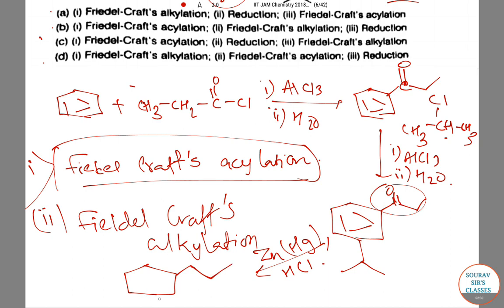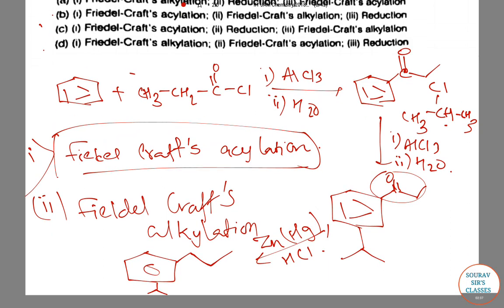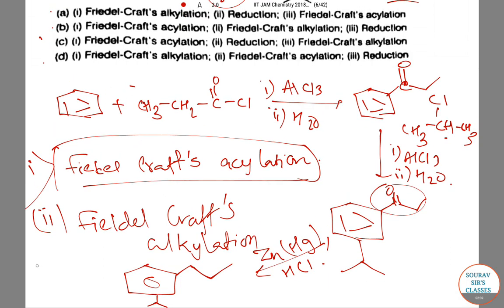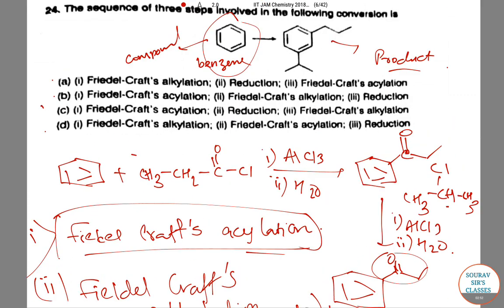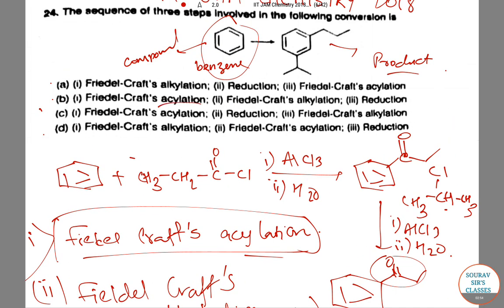so it will be a chain, and this part with the benzene here. So this will be reduction. So part 3 is reduction. So according to the options, first there will be Friedel-Crafts acylation, then Friedel-Crafts alkylation, then reduction, and we have acylation first, then alkylation and reduction in option number B. So the answer will be option number B.